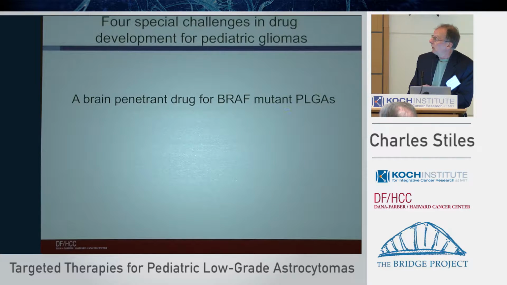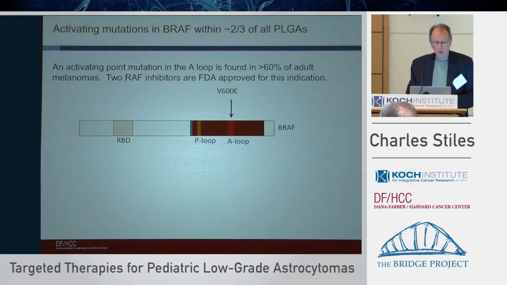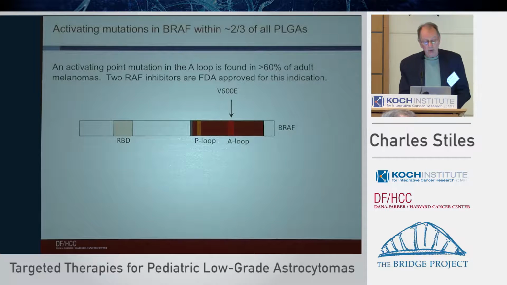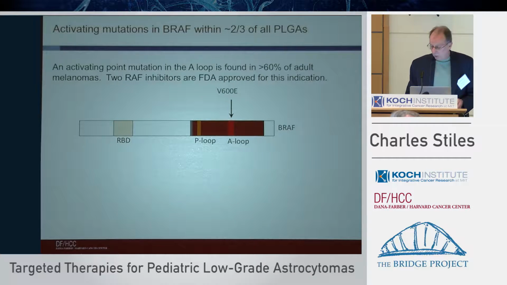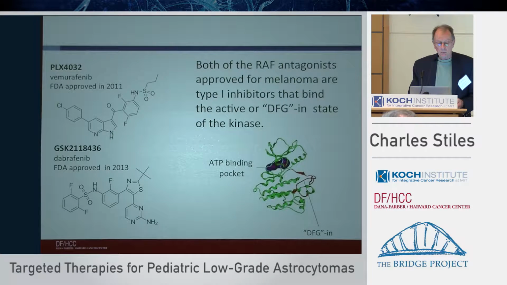Low-grade gliomas in kids are a BRAF disease. Activating mutations in BRAF seen within about 2/3 of all PLGAs. They come in 2 flavors. One is the canonical V600E point mutation first discovered in adult melanoma. There are 2 small molecule RAF inhibitors, FDA approved for this indication. Picture of them here. Point to dwell upon here just for a second is both of these FDA-approved RAF antagonists for melanoma are type 1 inhibitors that bind the active or DFG-in state of the protein kinase.